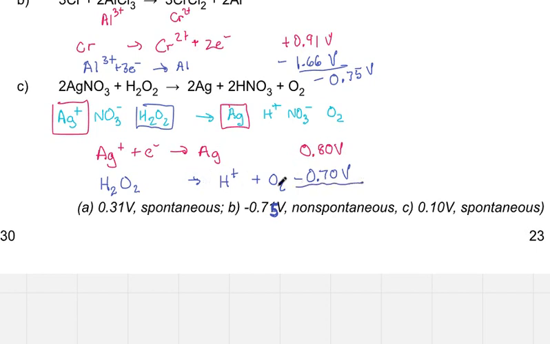Let's put the 2 electrons in here, just 2 electrons plus all the other stuff. Okay, so this reaction was flipped, so we flipped its voltage. Now we add these voltages together and we get positive 0.10 volts. And because that's positive, we'd say that reaction is spontaneous. Hope that wasn't too weird.